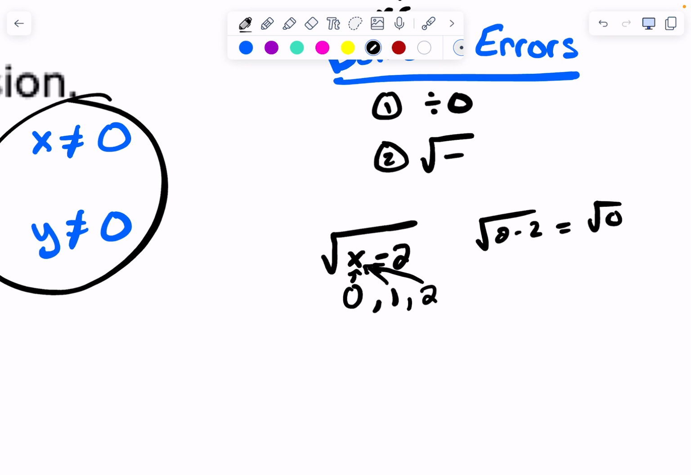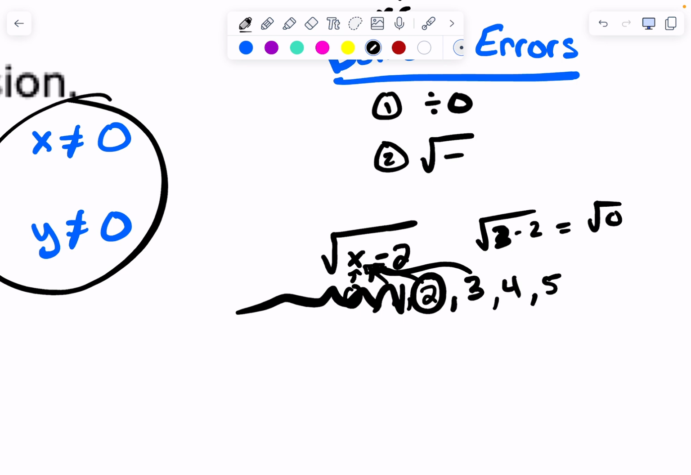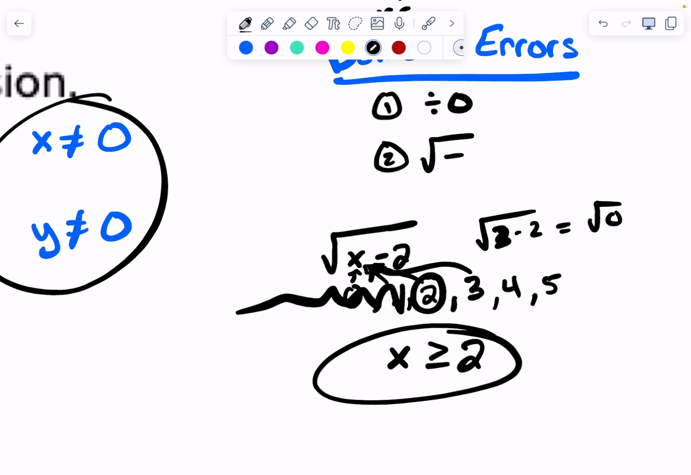Yes. The square root means something times itself will give you that number. 0 times 0, so you can take the square root of 0. So 2 works, right? What if I plug in 3? 3 minus 2, that works. What about 4? 4 minus 2, that works. What about 5 minus 2? That works. So I would say if I have the square root of x minus 2, I can't have any of these numbers that are less than 2. So x would have to be greater than or equal to 2. Does that make sense? Okay, so that's how I fix that domain error.